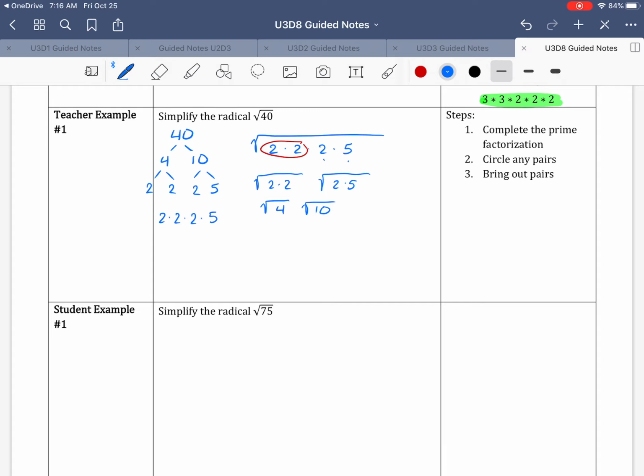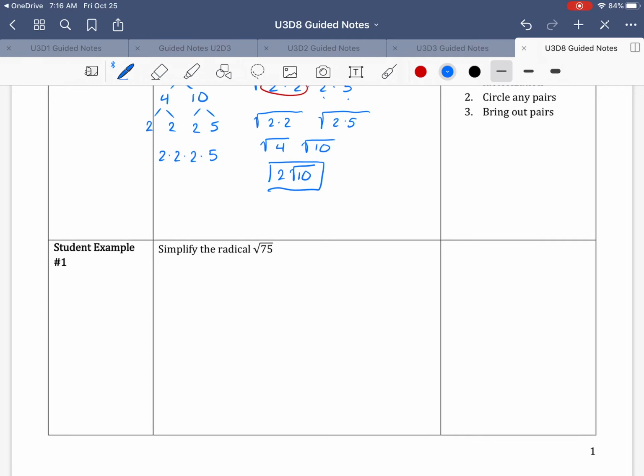Well, we know what the square root of 4 is, right? The square root of 4 is just 2. So 2 square root 10. Because when we take the square root of 10, you get a very long decimal, and we don't want that. So this is our final simplified answer, 2 square root 10. Try your first student example below.